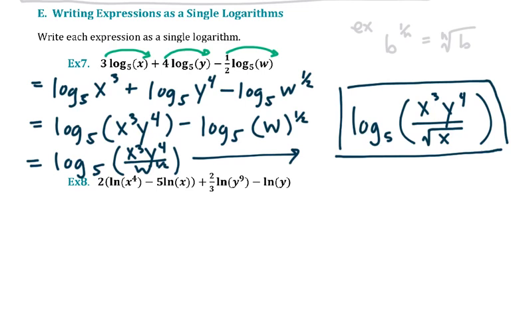And so for our last example in this video, example 8, we're going to repackage 2 times the quantity, natural log of x to the 4th minus 5 natural log of x, plus 2/3 of natural log y to the 9th, minus natural log of y. So we want to make sure that we're paying close attention to those parentheses. And we do want to consider our order of operations and how we're going to smush these back together. So because I have this 2 in front of the parentheses, I want to condense what I have in the parentheses here first.